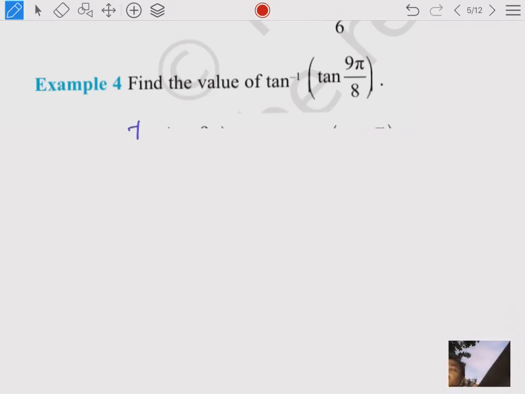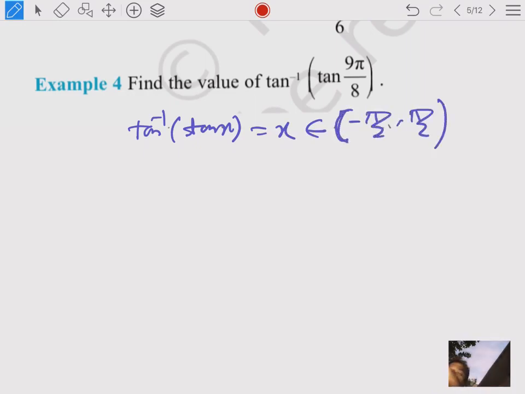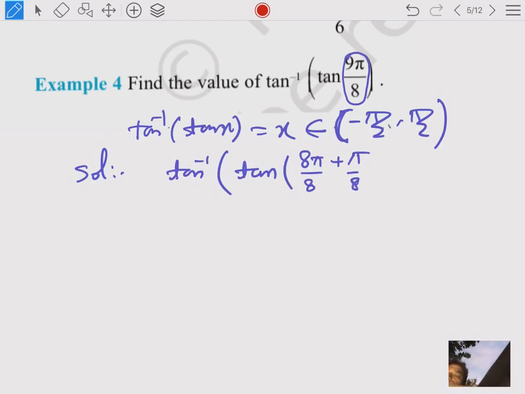Today we have read the first property, tan inverse of tan x is equal to x, but x should be in the range of the tan inverse function, which is minus pi by 2 to pi by 2. But if we compare this with x, then this is not our appropriate answer. So this value will be fine. When we solve this question, we first write tan inverse tan of 9 pi by 8, which can be written as (8 pi plus pi) by 8, and now it will be tangent of pi plus pi by 8.